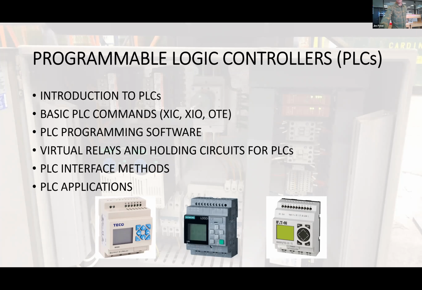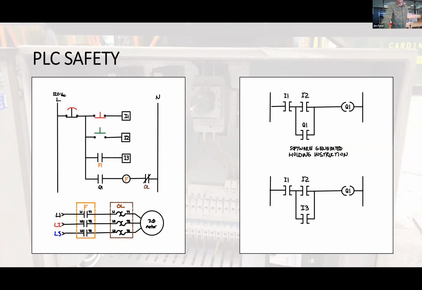One of the important things about programmable logic controllers is this concept of interface methods. And I try to get them to understand really quickly about safety. So what I've drawn on the left-hand side here is a very, very simple ladder logic diagram showing 3 inputs disappearing into a PLC. That's input 1, 2, and 3. And then 1 output coming out of the PLC. That's Q1.